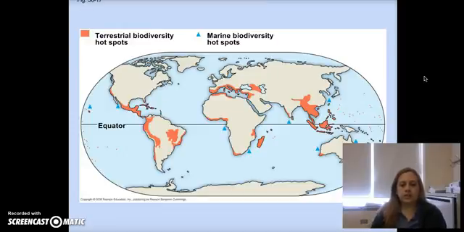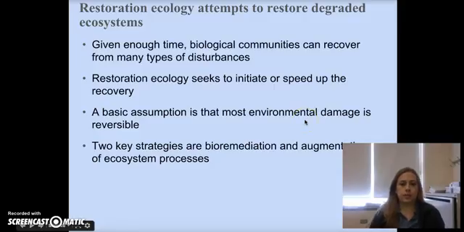I will say though that you can see here a lot of the areas tend to be closer to the equator, and a lot of times islands as well represent biodiversity hotspots. Keep in mind, the orange areas on the map are going to be the terrestrial hotspots, but there are also marine biodiversity hotspots as well, and those are indicated by the blue triangles.